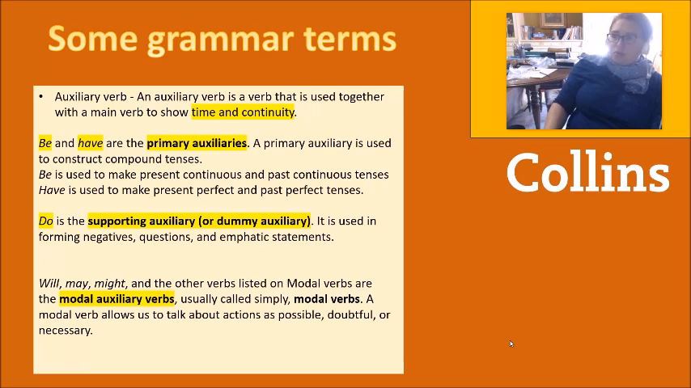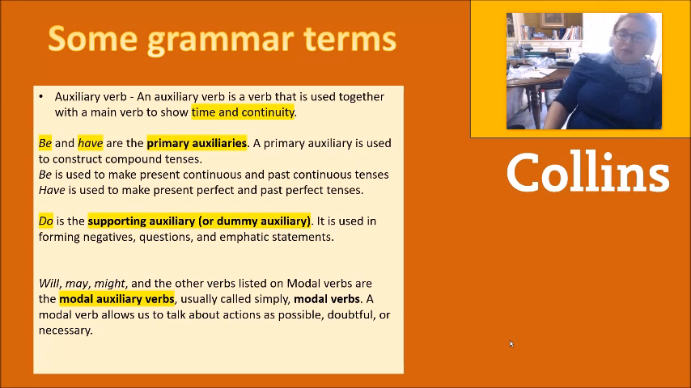Auxiliary verbs, to know what auxiliary verb is needed for each tense, is of primary importance in order to make a proper question and a correct negative form.